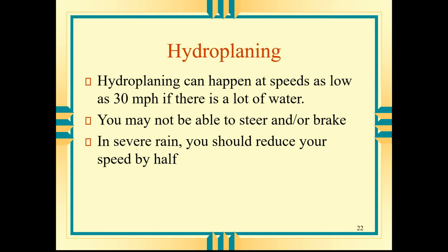Hydroplaning can happen at speeds as low as 30 miles an hour. If there's a lot of water, you may not be able to steer and or brake. In severe rain, you should reduce your speed by at least half. A school bus will almost never hydroplane because of its weight. And in the off chance that it does, one reason might be that it is going too fast. So obviously, you want to reduce your speed by half before it ever happens.